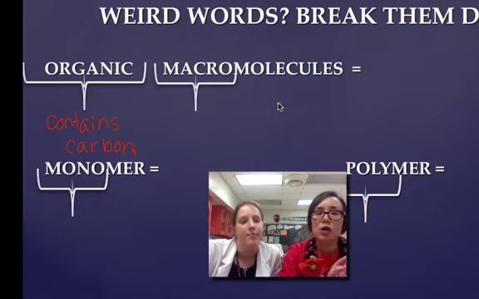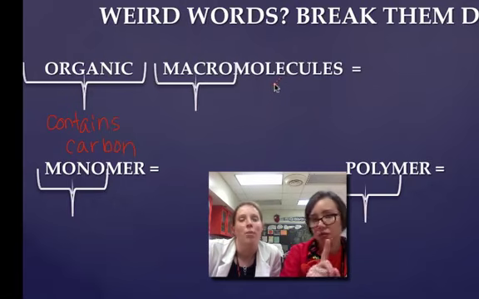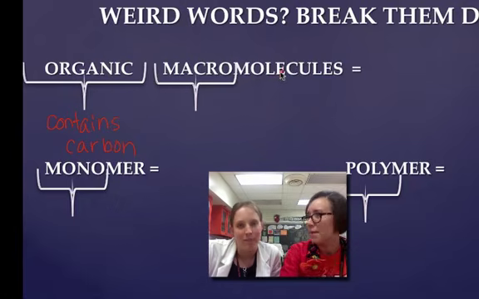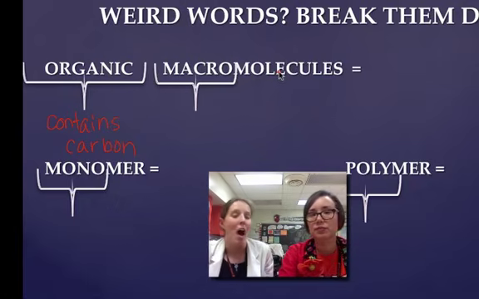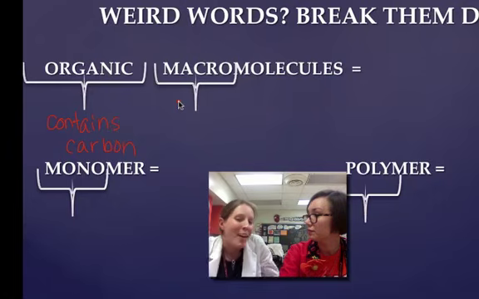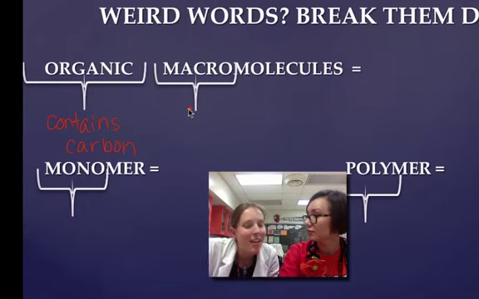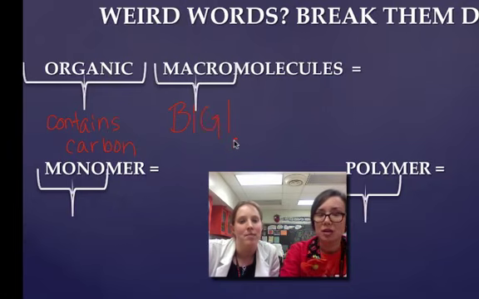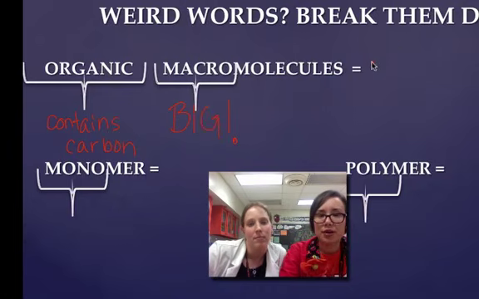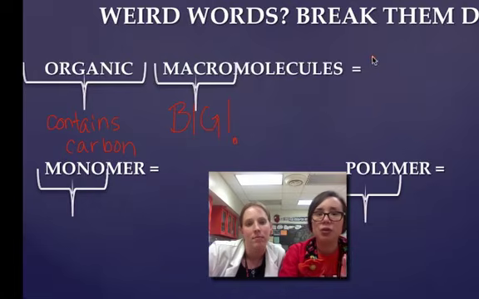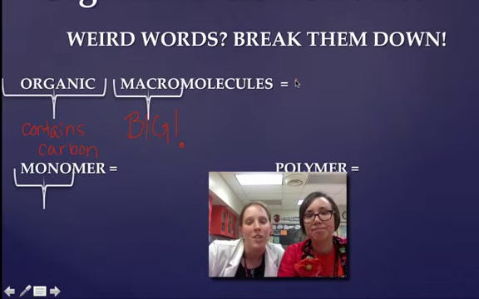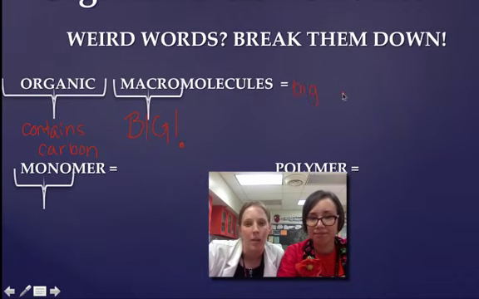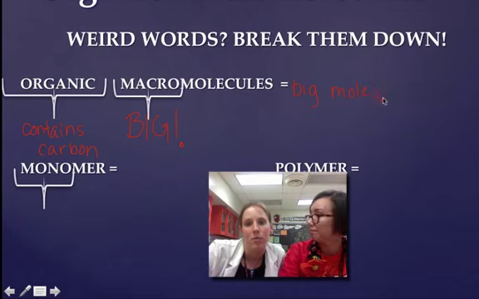So now that we have the organic piece figured out, let's talk about macromolecules. I know molecules. That word I'm fine with. All right, what about macro? Macro is the opposite of micro. Micro means really tiny. Macro is going to mean really big. So if I put this together, I should be able to figure out the definition of an organic macromolecule. It's going to be a big molecule that contains carbon. So let's write that down on our papers.